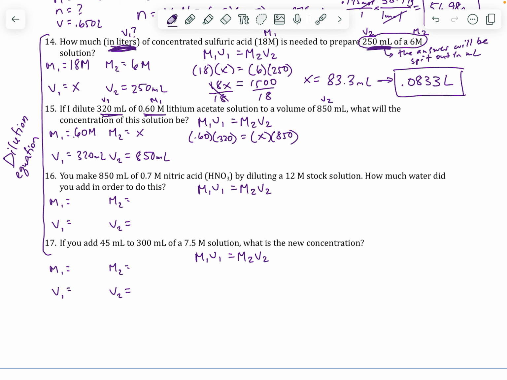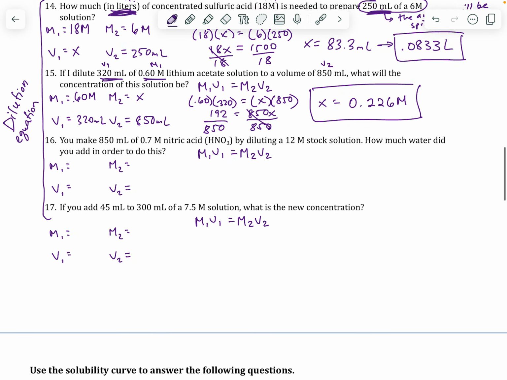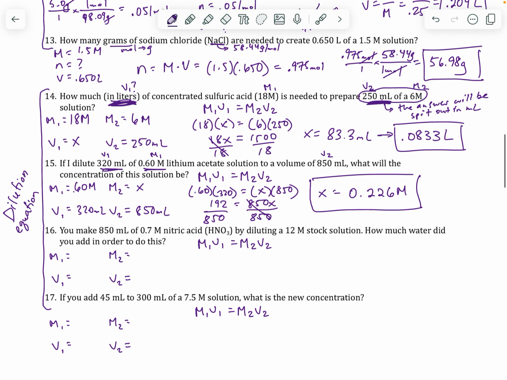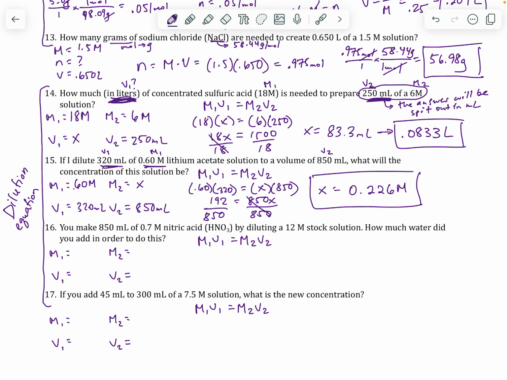Simplifying both sides, 192 equals 850x, divide by 850 to solve for x, which is M2 in this case, so paying attention to units that'll come out, we end up with 0.226 molar. All right.